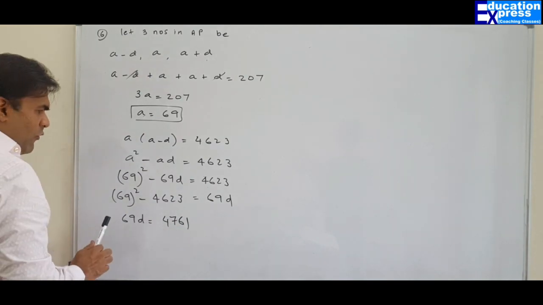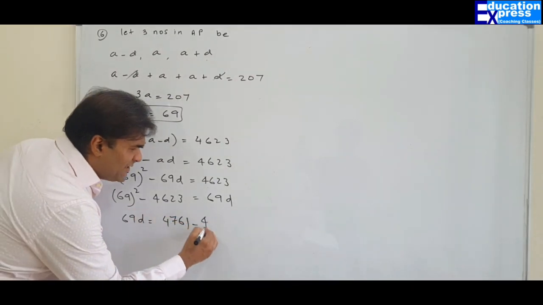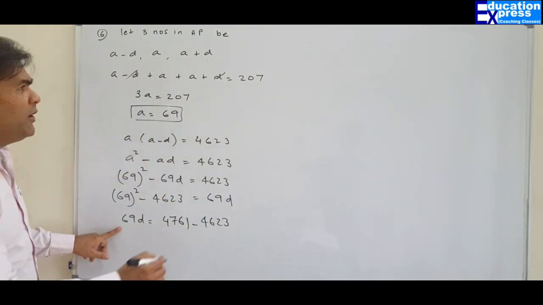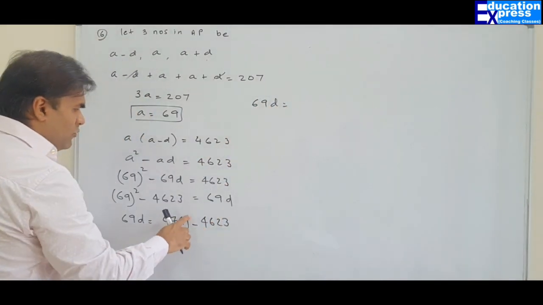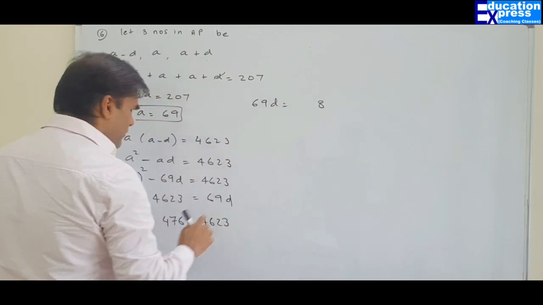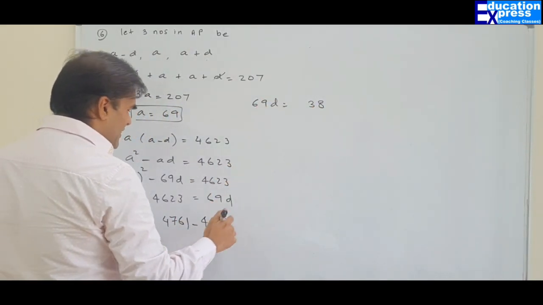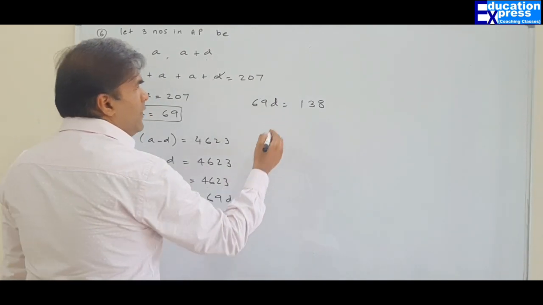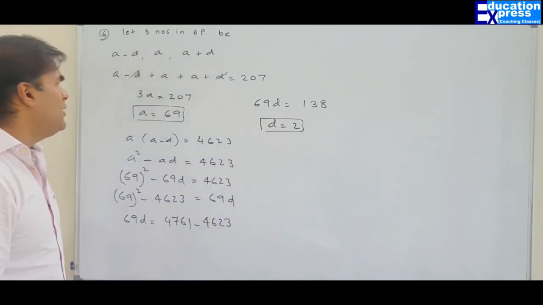69 square would be 4761 minus, I guess, 4623. This is a very simple calculation. Now from here on we can say that 69D will be equal to 11, 8, 6, 5, 3, 7, 6, 1, 4, 138. So D equals 2. It is such a simple calculation.